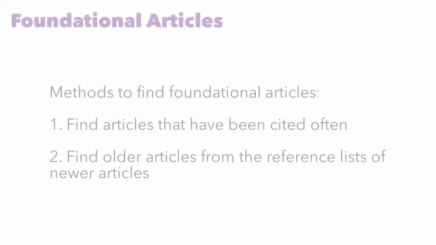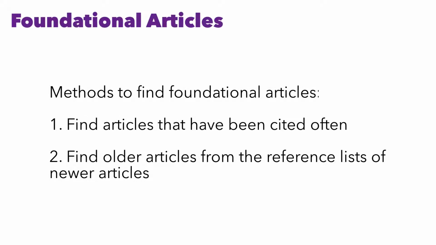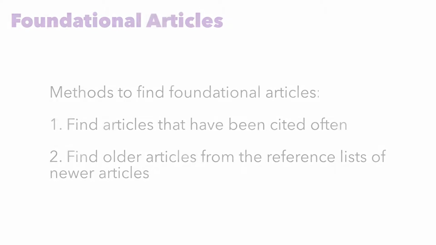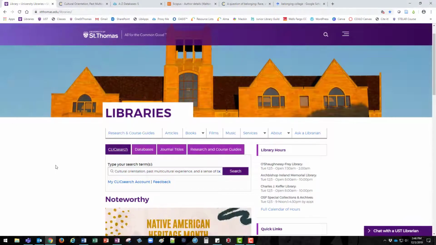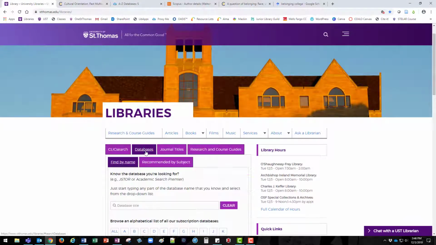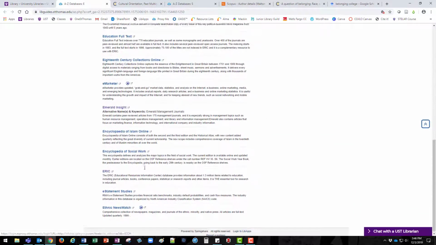The second method for finding foundational articles doesn't use a specific database, but it's a way to find them using the articles that you already have in your literature search. If you're looking for foundational articles on the topic of belonging in college, I would guess that you've already done some searching for more recent articles on your topic. You can use them to find foundational articles. To get some more recent articles for my example, I'm going to conduct a search in the ERIC database, which finds articles on education.